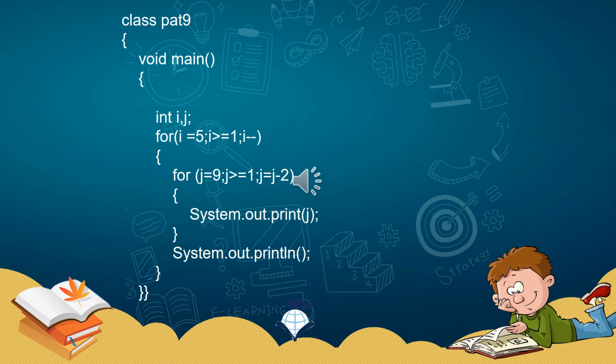This pattern has 5 rows and 5 columns. The inner loop J ranges from 9 to 1 at an interval of 2, and outer loop I ranges from 5 to 1. It prints the loop value, that is J.